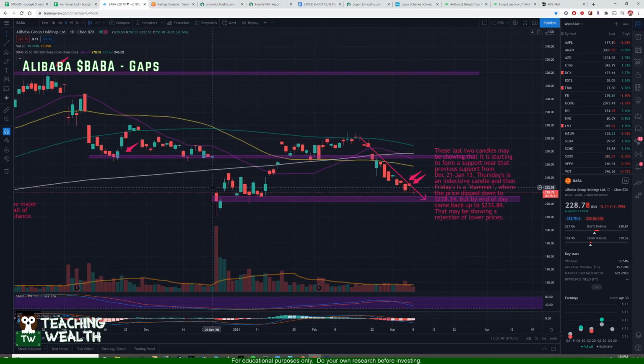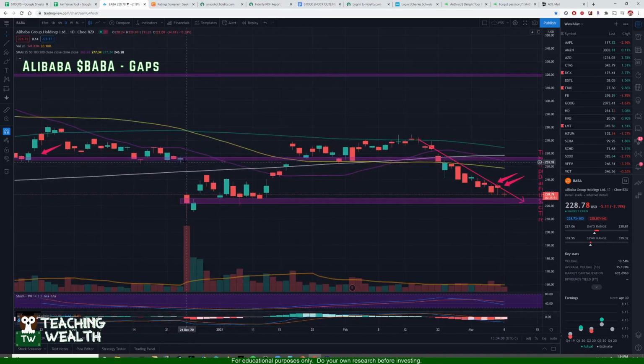I believe this was around the time that Jack Ma, the head of BABA, disappeared for his comments about the Chinese government. But regardless of why a gap happens, let's talk about what a gap is, right? A gap, by definition, has to occur in after hours trading, right?